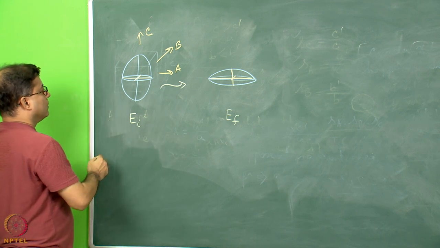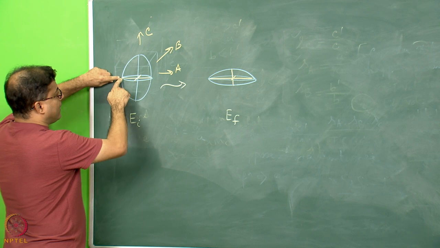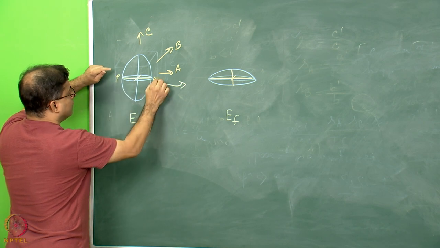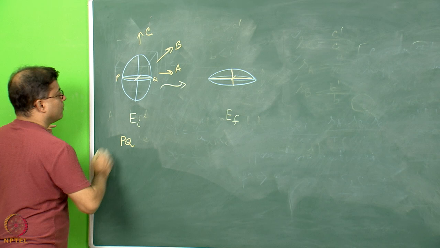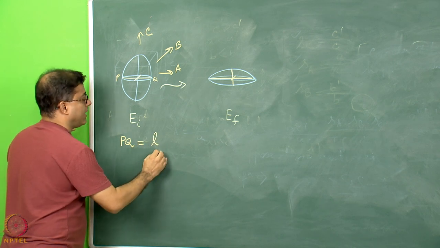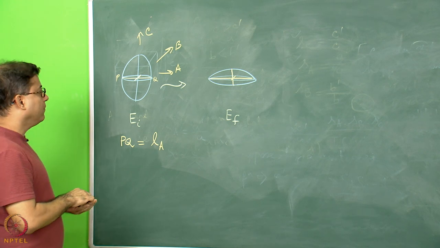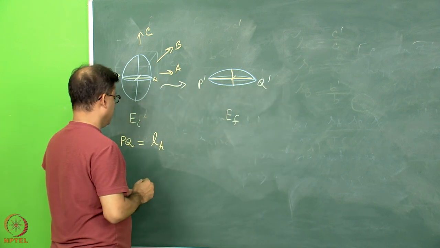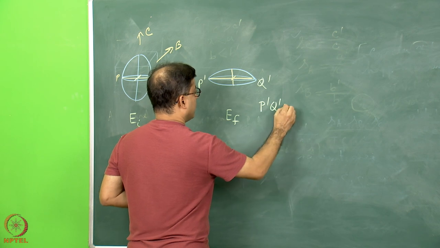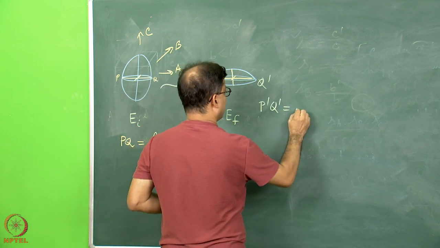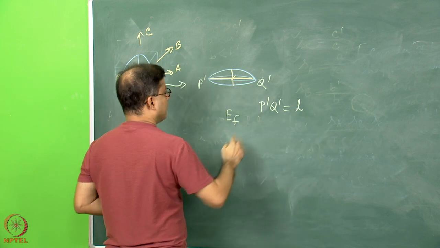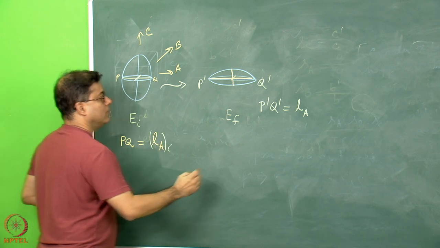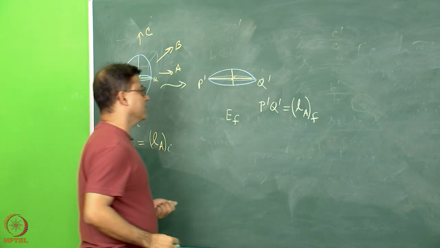Now imagine that the length of the axis of the ellipsoid along direction A, that means this one, so I am talking about the length PQ, is equal to the length of the axis along the direction A, and after deformation I can represent PQ as P dash Q dash. So here P dash Q dash is equal to the length of the ellipsoid along direction A. This is for the initial condition and this is for the final condition.